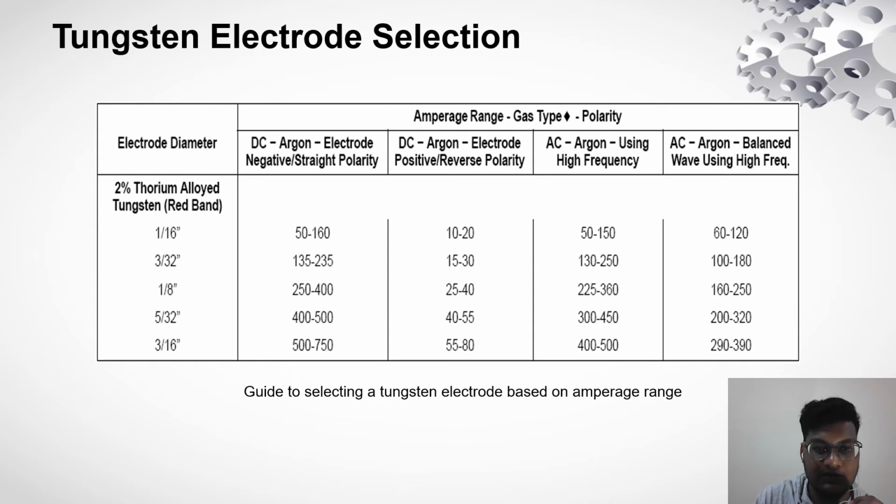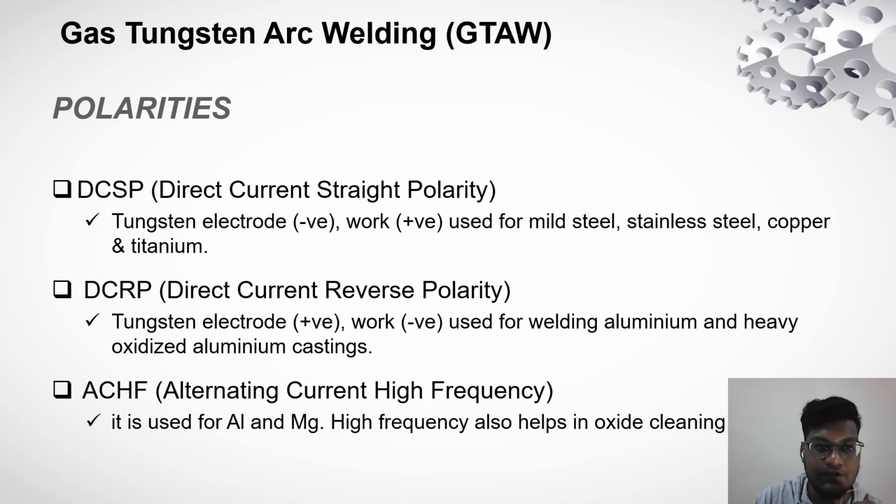This is the guide to selecting a tungsten electrode based on the amperage range. Polarities. Direct current straight polarity, tungsten electrode negative, work positive, used for mild steel, stainless steel, copper, and titanium. Direct current reverse polarity, tungsten electrode positive, work negative, used for welding aluminum and heavy oxidized aluminum castings. Alternating current high frequency is used for AL and MG. High frequency also helps in oxidant cleaning.